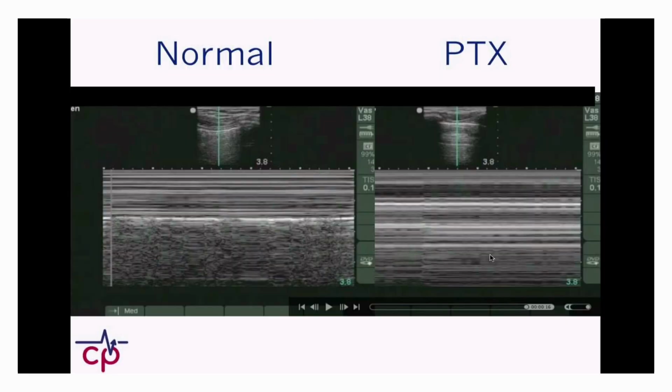So on the left side, there's a normal looking lung, where there is seashore sign. On the right side, there is a barcode sign. That's your pneumothorax. Be careful interpreting the pneumothorax in terms of bulla. The bulla also looks like a barcode sign. So whenever in doubt, get a CT scan to differentiate between the two things.